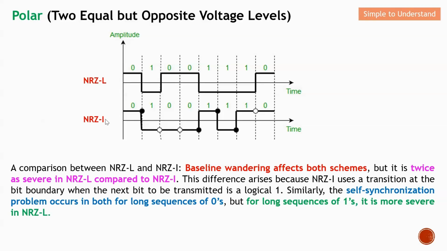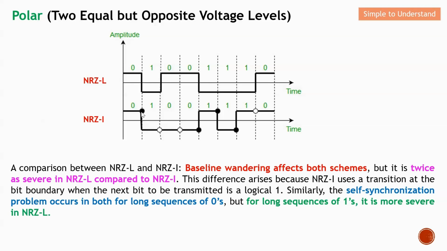If it's a string of 0s, then for the inverted case I will have an issue. But if it's a string of 1s, then I may not have an issue. This is what I want to say here. This difference arises because we use a transition when the next bit is equal to 1. With this, you can see that I minimize the issue.